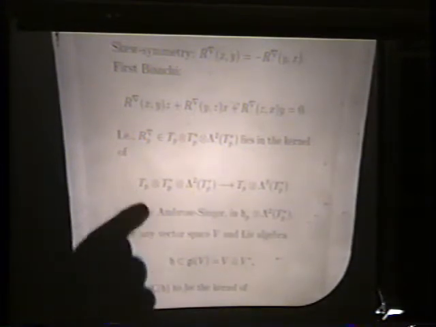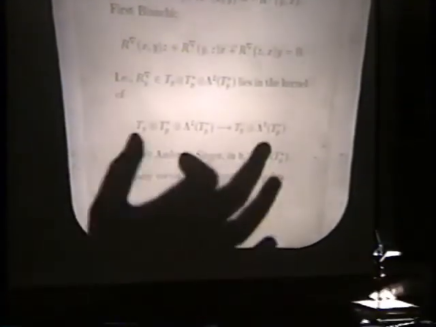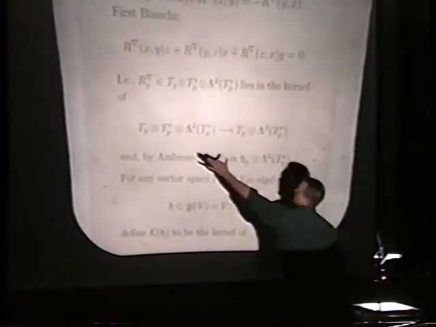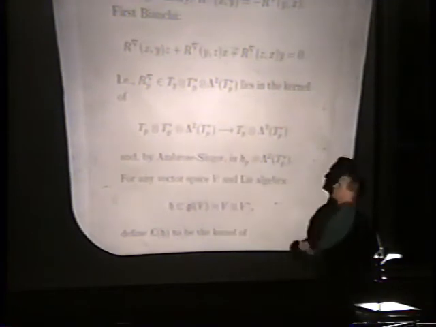If you take this expression and cycle sum on x, y, z, then you'll get zero. And what that says, in more invariant, more tensorial language, is that the curvature endomorphism at this point actually lies in the kernel of this map, which is you just skew symmetrize on the last three indices.